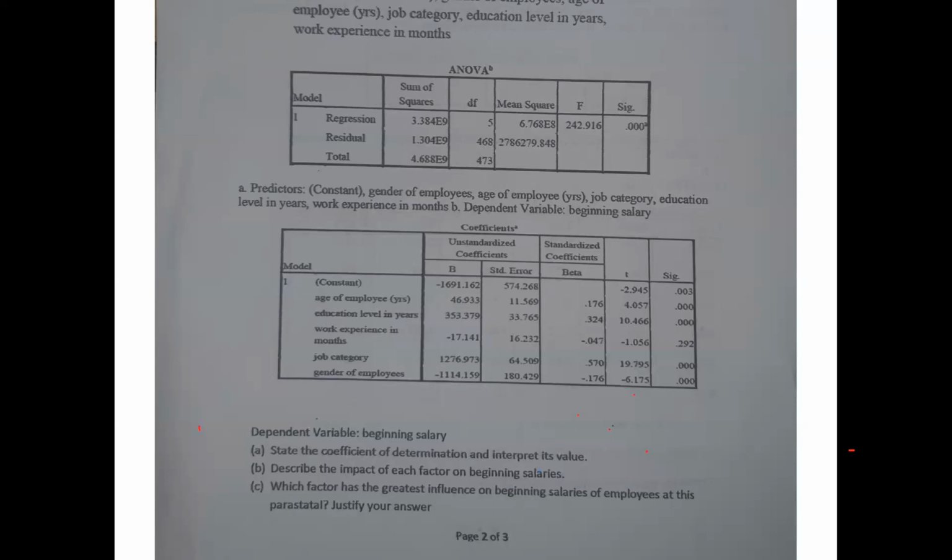Like an additional, which means this age is changing, right? Your X is changing. So an additional year in terms of the age of the employee will lead to a 46%, which is approximately 47% increase, you say increase because this is positive, right? In what? In the beginning salary. And I think that sounds true, right?